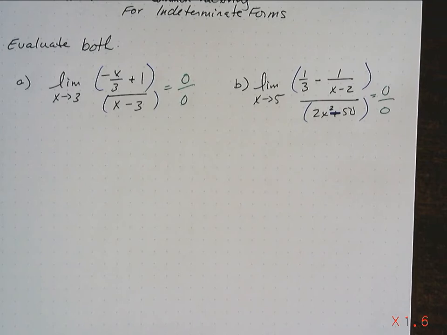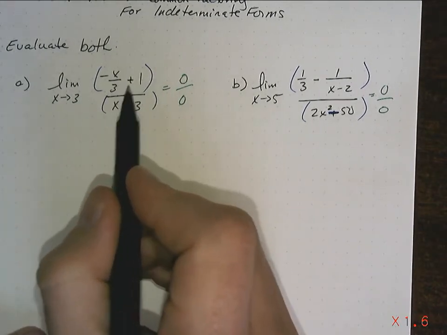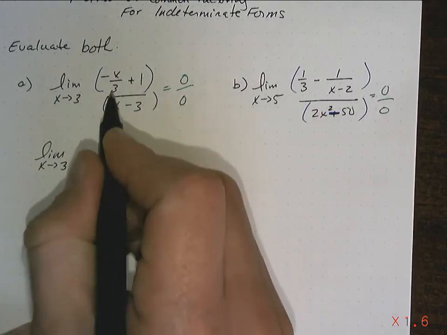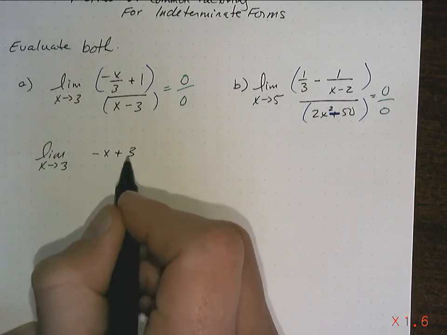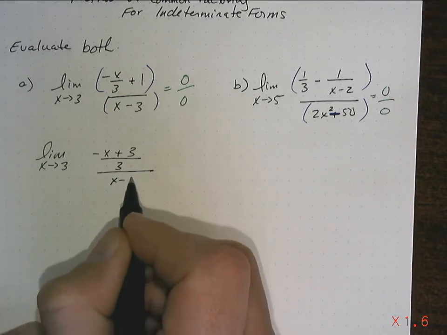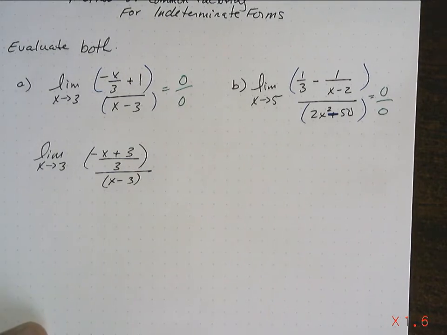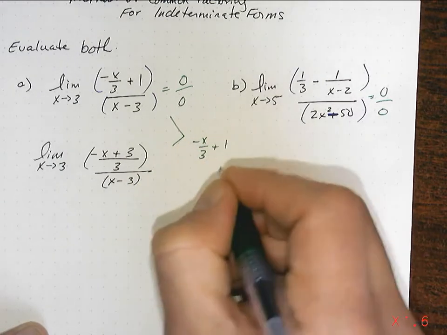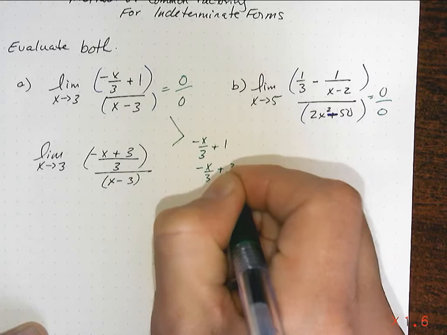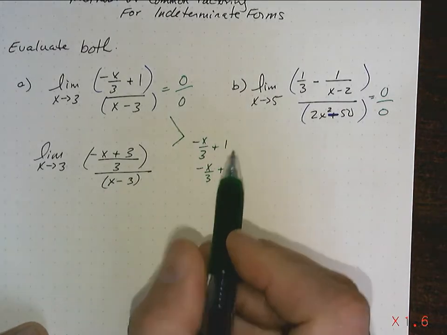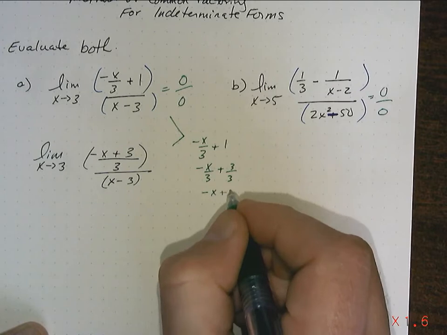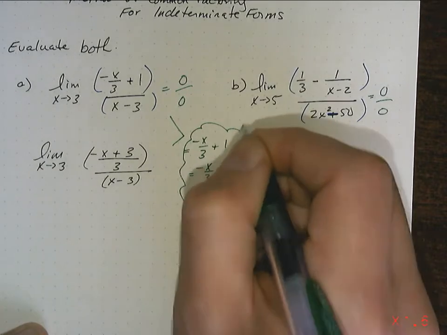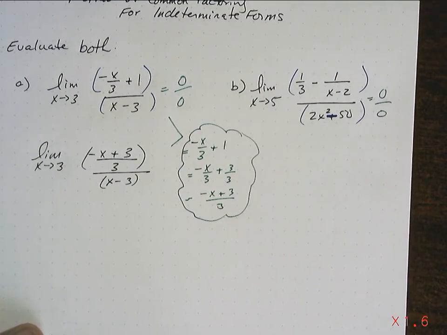So if I'm going to go after a common denominator on the first one, I'm going to go after a common denominator in the numerator first. So it's going to look like this. I'm going to make it (negative x plus 3) all over 3, all over (x minus 3). What I did was I took the negative x over 3 plus 1 and changed it to negative x over 3 plus 3 over 3. Since they have the same denominator, we can just make it negative x plus 3 all over 3. I'm never going to show you that again in this course, but I'll show it to you once, and that's what's happening there.